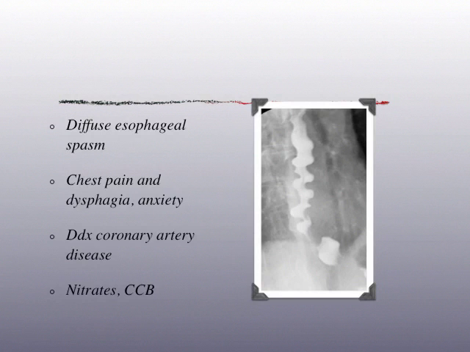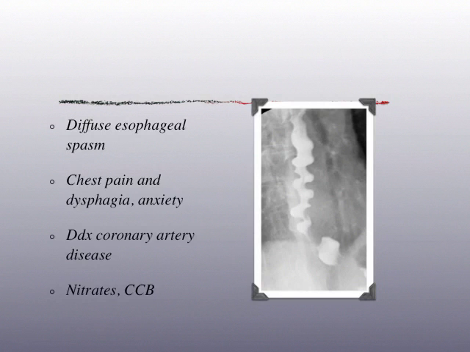But in the diffuse esophageal spasm, it's chest pain, it's dysphagia, and ironically, it is treated with the same drugs that you would use for coronary artery disease, which is nitrates and calcium channel blockers. On the other hand, this is a fairly benign disease. It rarely causes any complications. However, it disturbs the patient quite a bit. So reassurance, nitrates, calcium channel blockers is the way to treat these patients.